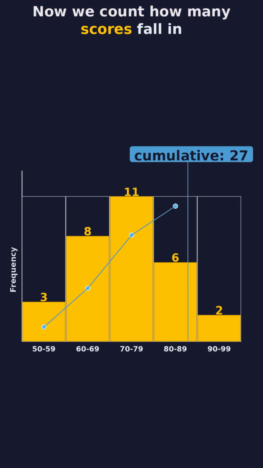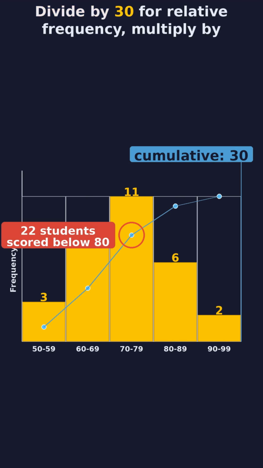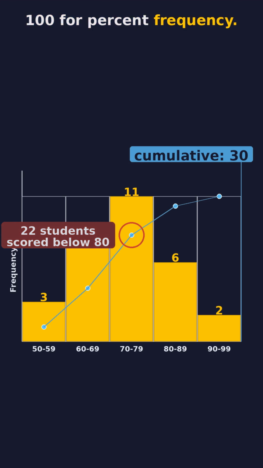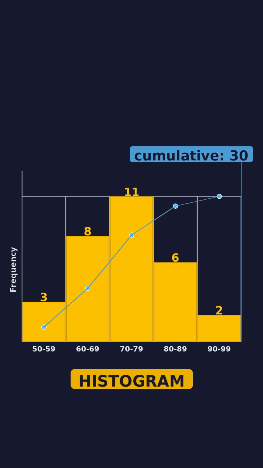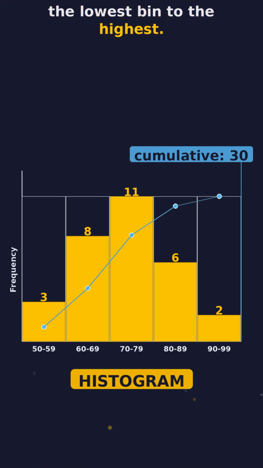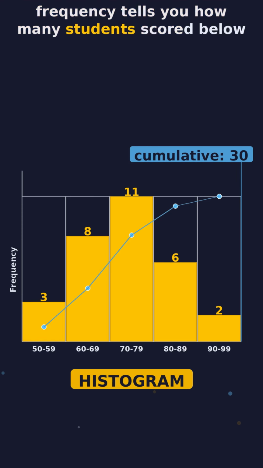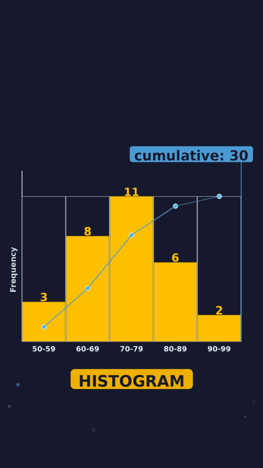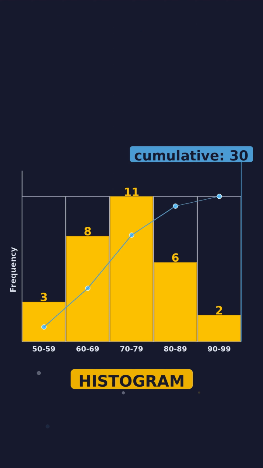Now we count how many scores fall in each bin. That's your frequency. Divide by 30 for relative frequency. Multiply by 100 for percent frequency. And here's a bonus, cumulative frequency. Add up the frequencies as you go from the lowest bin to the highest. After the 70 to 79 bin, your cumulative frequency tells you how many students scored below 80. Super useful for understanding how a group is performing overall.